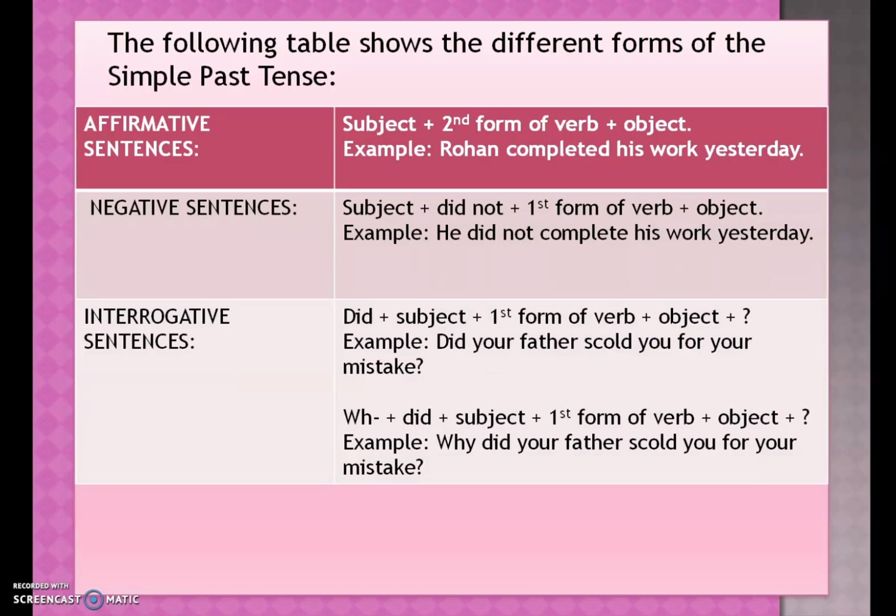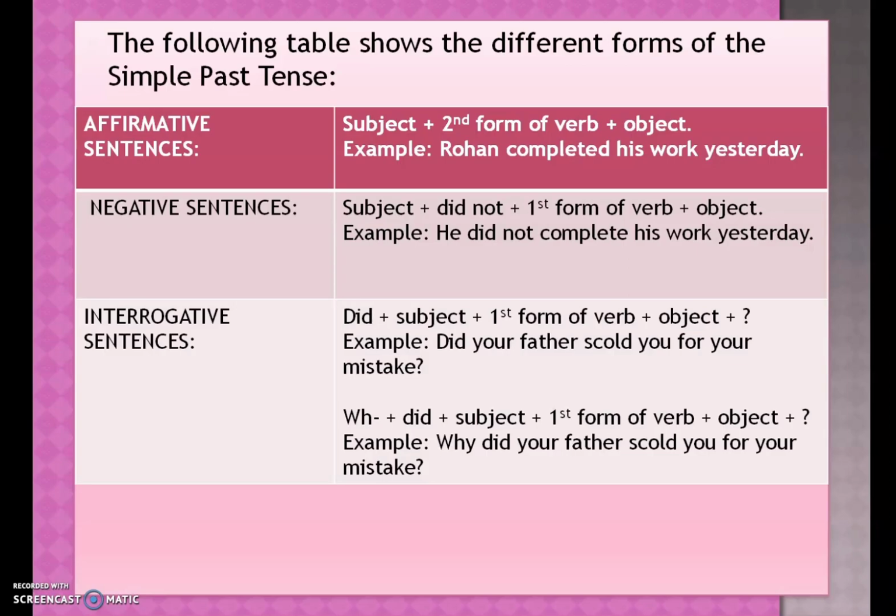Now for affirmative sentence, it is very simple. We will use second form of verb because it is past tense. Now you might have confusion in negative and interrogative sentences, question sentences and negative sentences. Why? Because here we are using the first form of verb, that is the base form of verb. So why are we using the first form of verb? Because we have already used did. Did is the past tense of do. So since we are already using did as a past form, that means the second form of verb is not required.